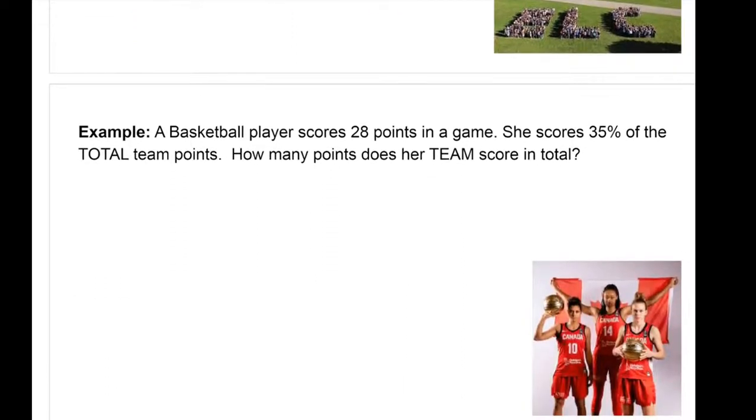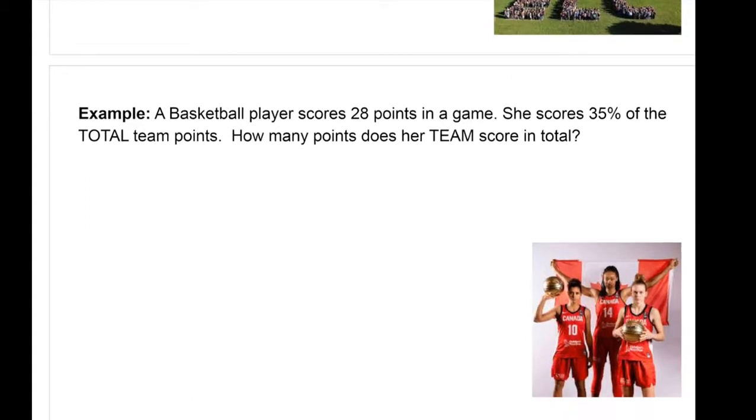A basketball player scores 28 points in a game. She scores 35% of the total team points. How many points does her team score in total? So here, we know she scores 28 points, and we know that this is equal to 35% of the total team points.